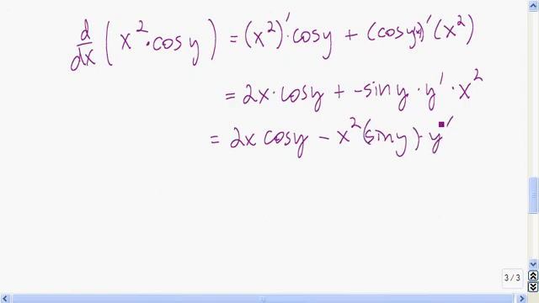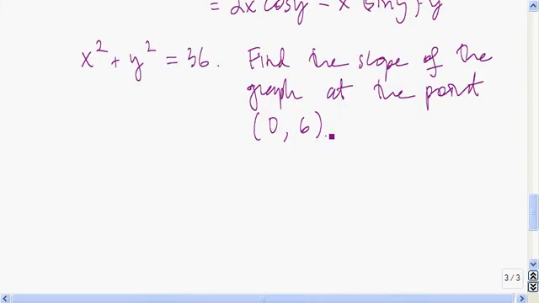All right, now you have everything you need to do the types of problems you're going to be asked to do. So let me give you an example of one of those. Here we have x squared plus y squared is 36. This relation defines y implicitly in terms of x. I want to find the slope of the graph at the point (0, 6). To find the slope, I need dy/dx, and then I'm going to evaluate it at the point (0, 6). One way I could do it is to solve this equation for y, but then the derivative I'd be required to do is a lot more complicated than simply using implicit differentiation. So I'm going to use implicit differentiation to find dy/dx.